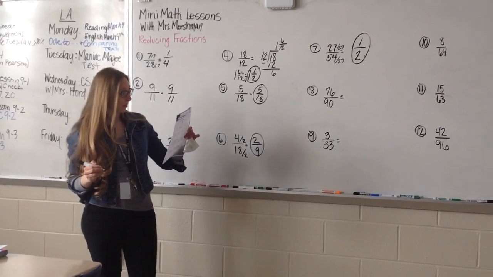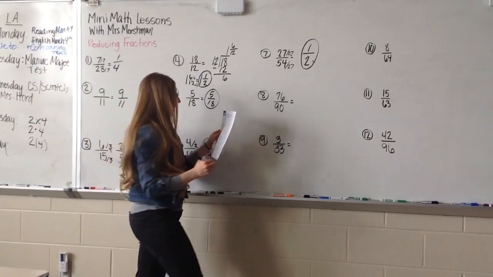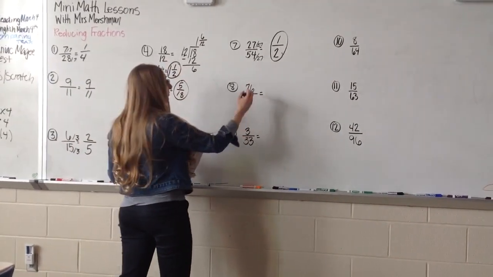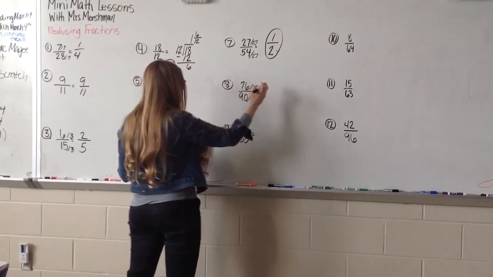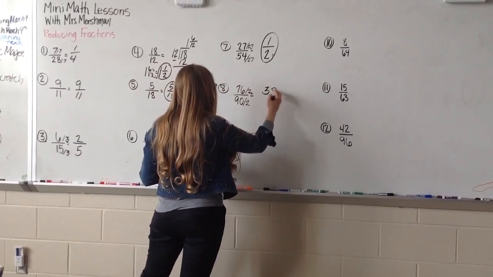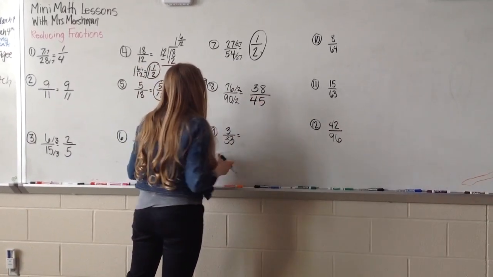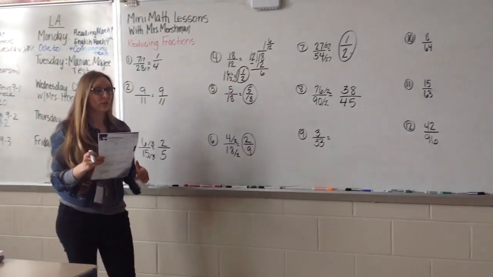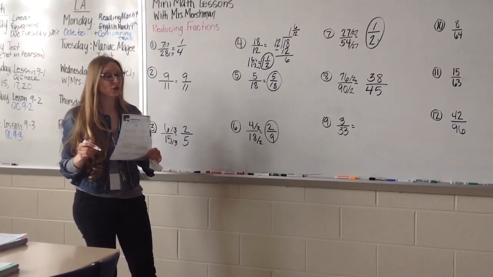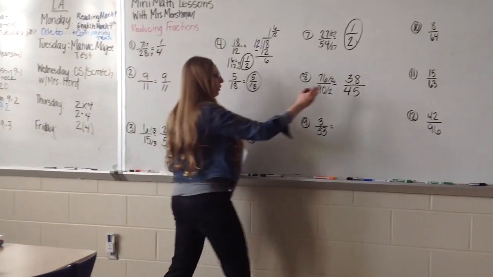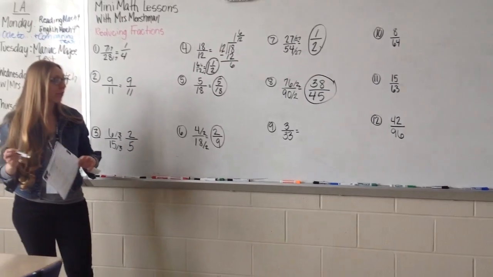On number 8, I have 76/90. Both of these are even numbers, so I'm going to divide both by 2. 76 divided by 2 gives me 38. 90 divided by 2 is 45. 38/45 does not reduce. 38 and 45 do not share any common factors, so 38/45 is your answer.